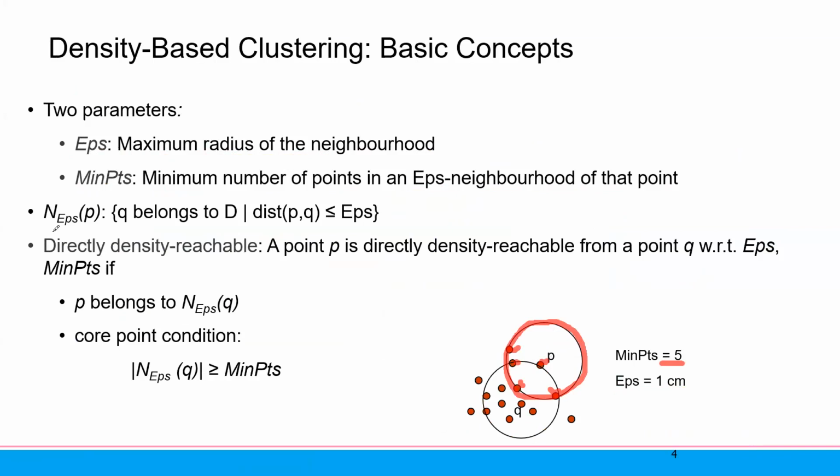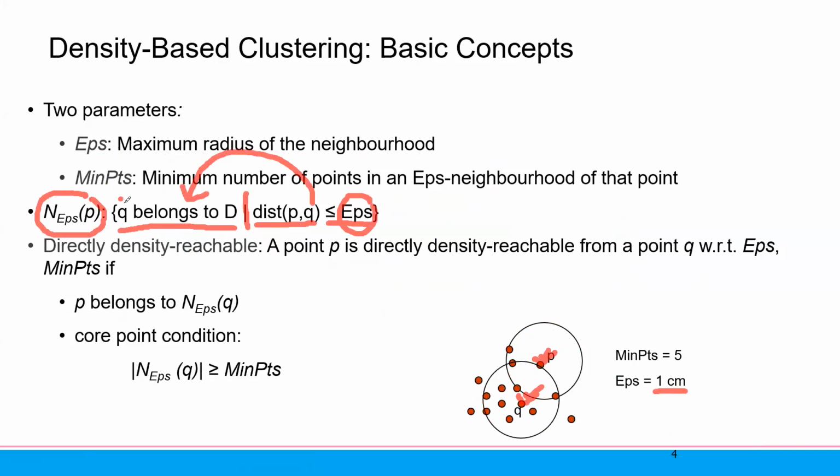So we call this the NEPS. N means the numbers. So we have the P and we have Q. Q belongs to D such that this is the condition: the distance between P and Q is less than the EPS. So if we know that this is 1 centimeter, and the distance between the object P and the object Q is less than the EPS, then Q will belong to the cluster.